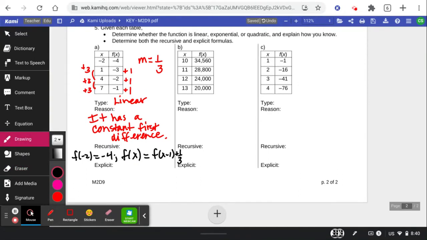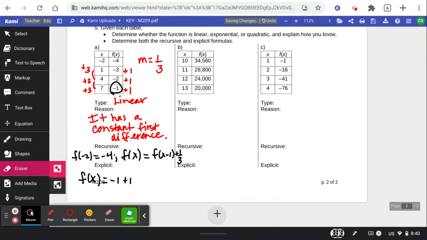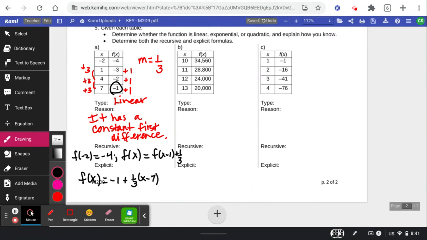Now my explicit, let's go do our normal thing and then test it to see if it works. Can we do our usual, begins with something, adding something every time to the something, something, something? Let's try it. Begins with -1, adding 1/3, and then x minus 7. Let's test this out.